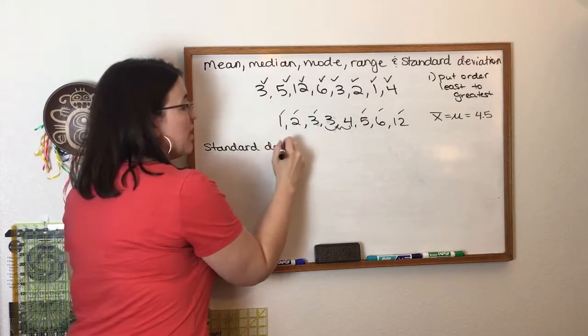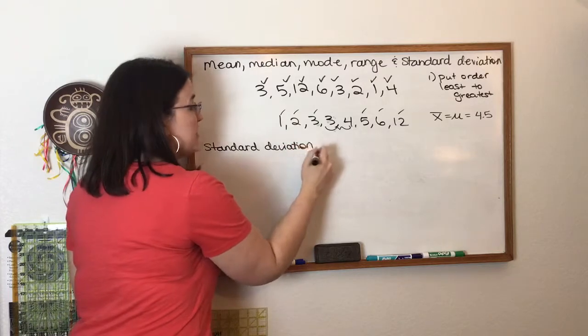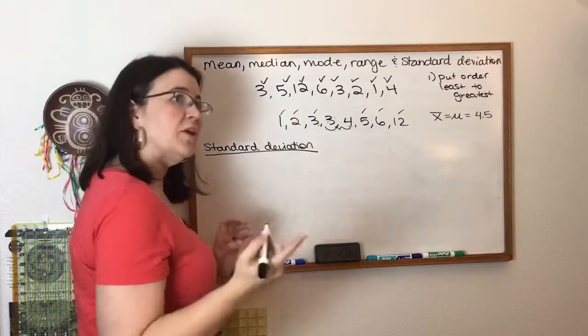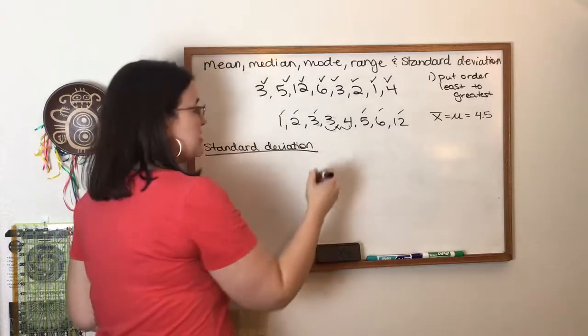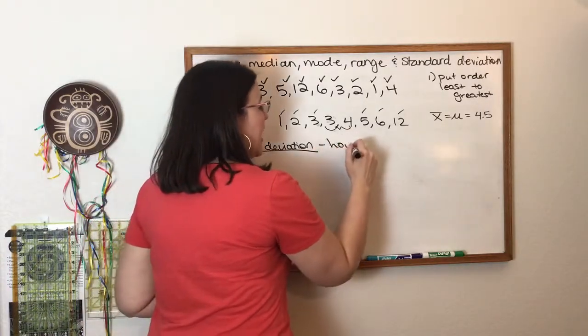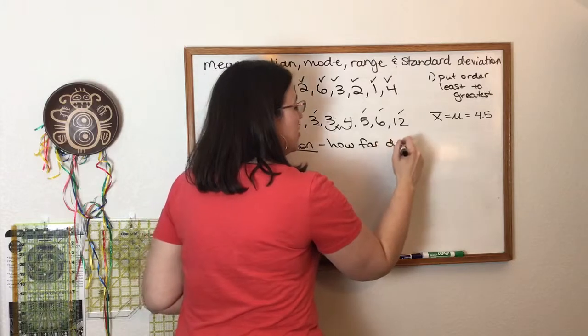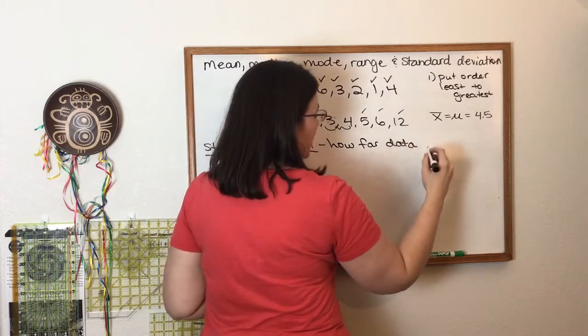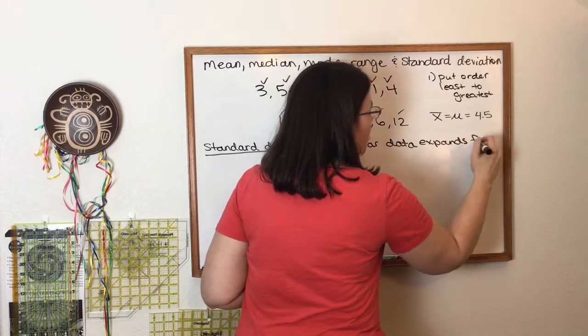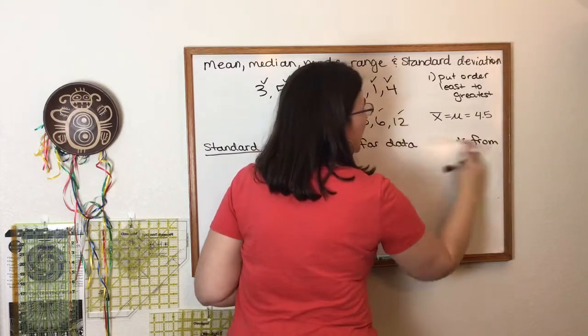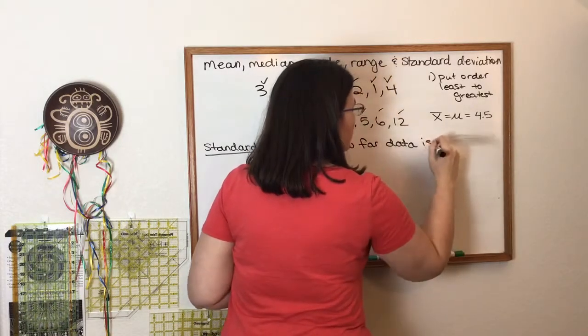And this is just kind of a really basic version of standard deviation, because you can use standard deviation to find other things in statistics, but standard deviation tells you how far data expands from the mean, or how far it is from the mean. Maybe I should say how far data is from the mean.